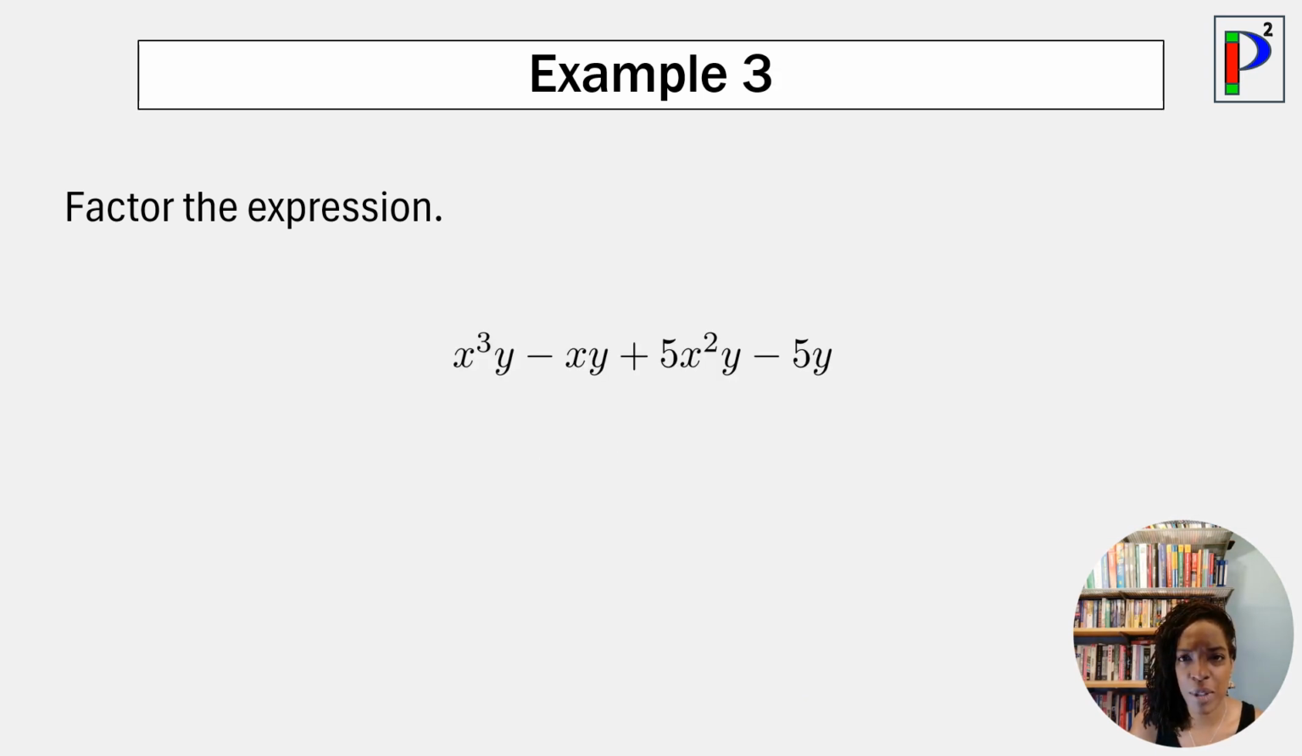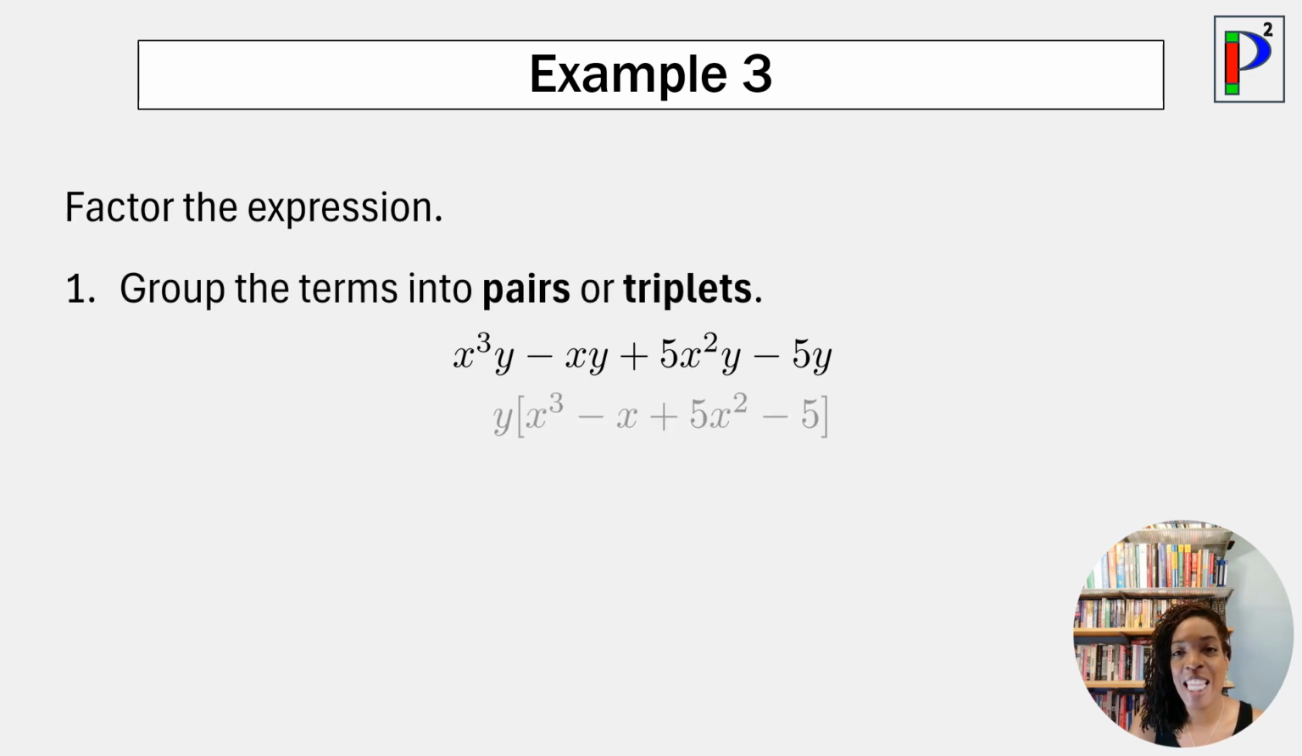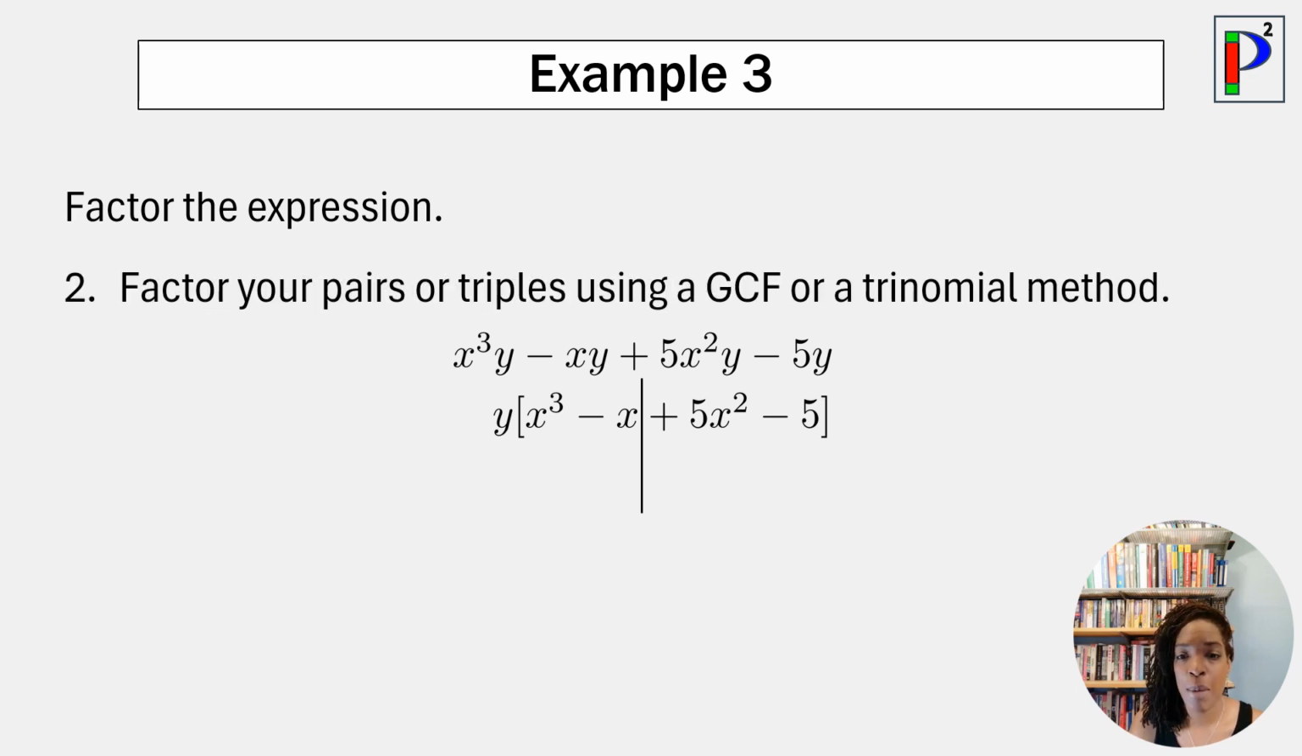Here's our third example. I'm looking at how to group terms, and ooh, gotcha, this has a GCF. So let's take that y out first. The remaining polynomial has 4 terms, and I can see I'm going to use pairs. Adding my magical line and keeping the y outside of my brackets, I'll look for a GCF on either side of the line. The first 2 terms have a GCF of x, which leaves x squared minus 1. The second 2 terms have a GCF of positive 5, which leaves x squared minus 1.